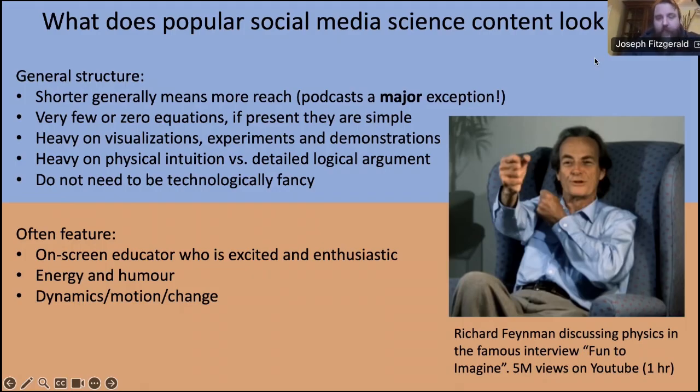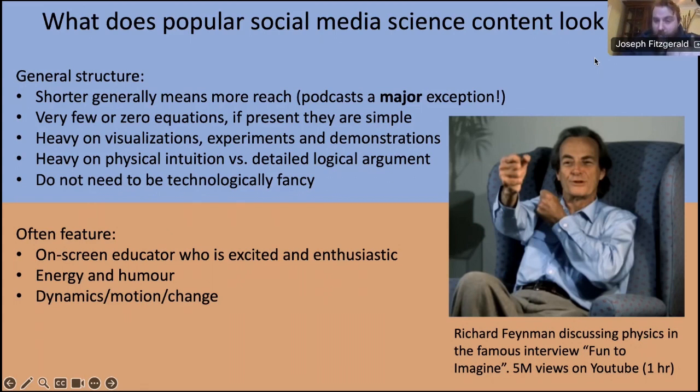Generally, I looked at physics, and physics has lots of equations, but these popular science demonstrations very, very often have very few or no equations, and if there are equations, they're very simple. Instead of equations, they rely a lot on visualizations and demonstrations based on analogy, physical intuition, and relationships between things that viewers already know, rather than making a detailed step-by-step logical argument. So it's about using the visual part of your brain to understand physics, rather than step-by-step mathematical or logical arguments.